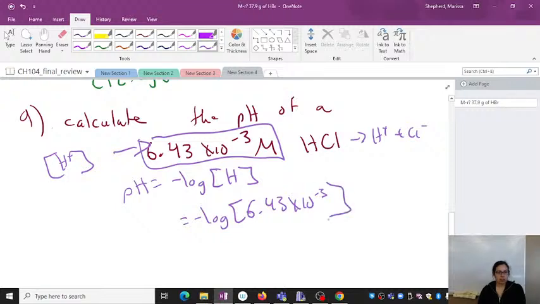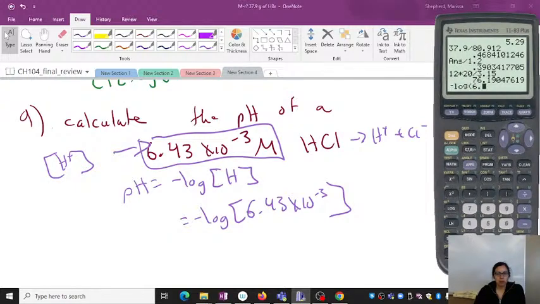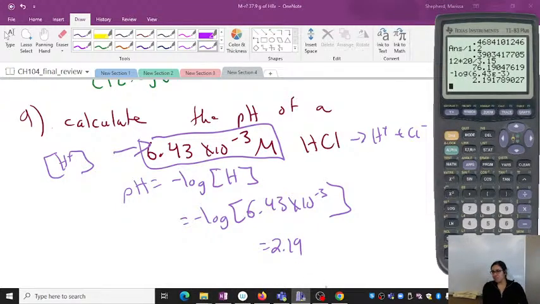And see what our calculator spits out at us. So negative log of 6.43 times 10 to the negative third. And so we should get a pH of 2.19. And definitely make sure you plug that in, test it out, just in case your calculator is not in base 10 for log or something weird. So just make sure your calculator is functioning. It's in base 27. You never know.